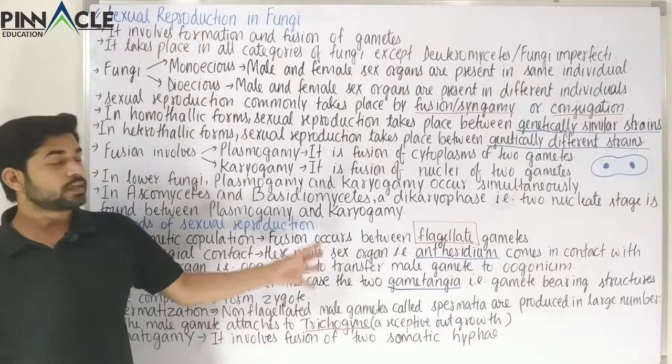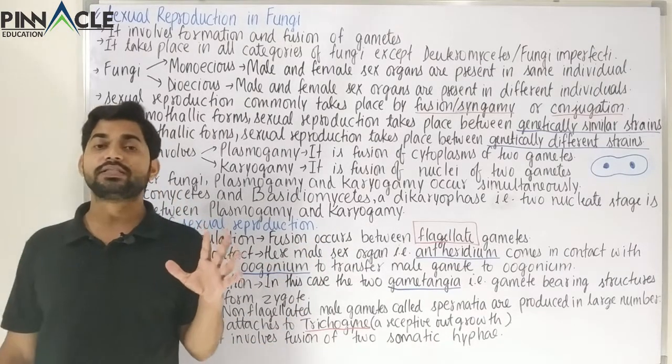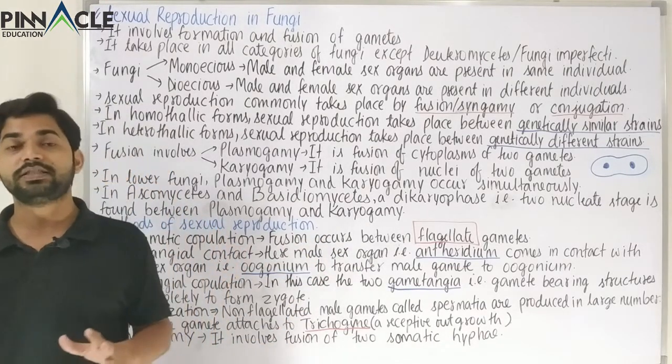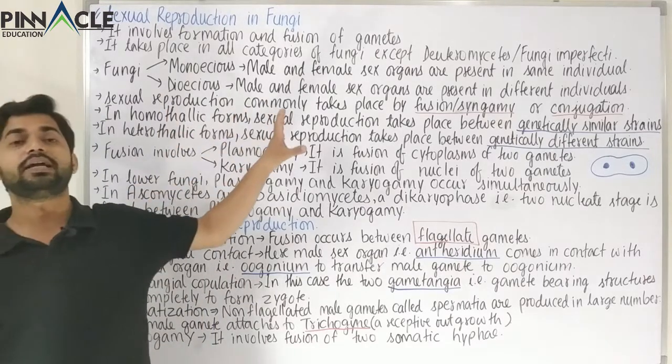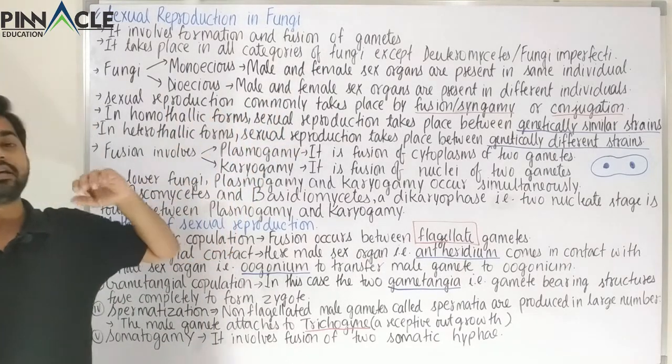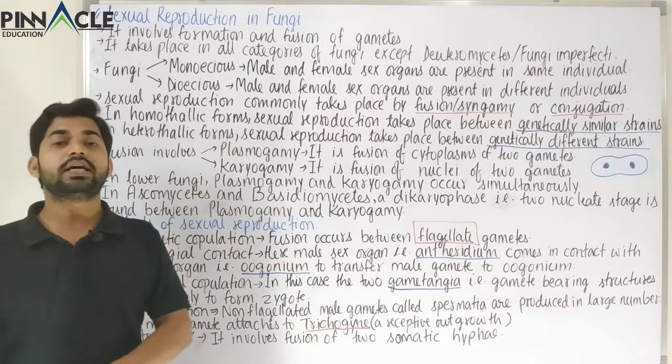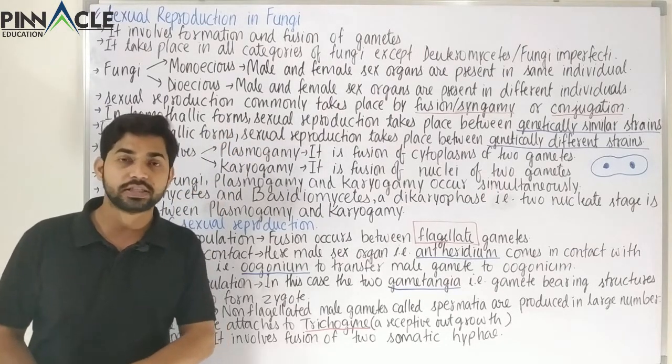formed. So these were the 5 methods through which sexual reproduction could occur in fungi, and these were the basic properties, different structures and different types which normally occur in sexual reproduction in fungi.